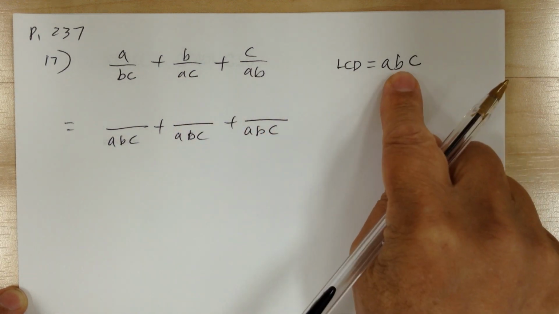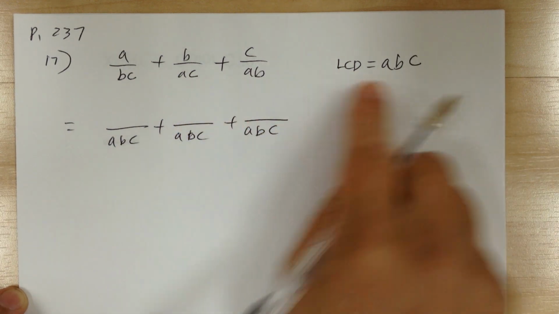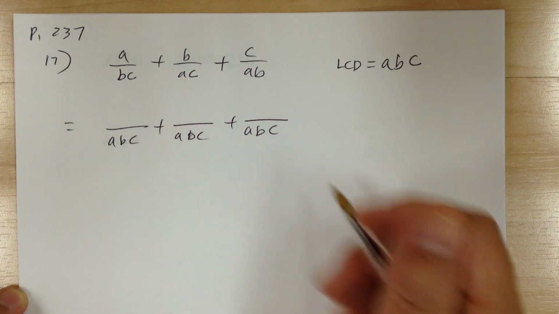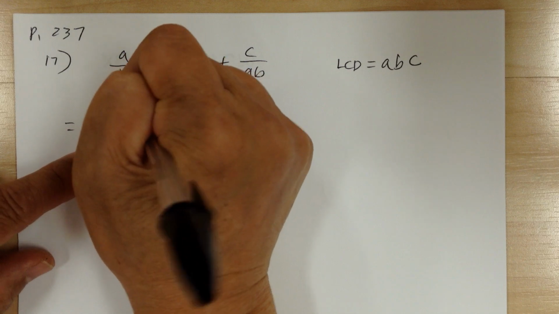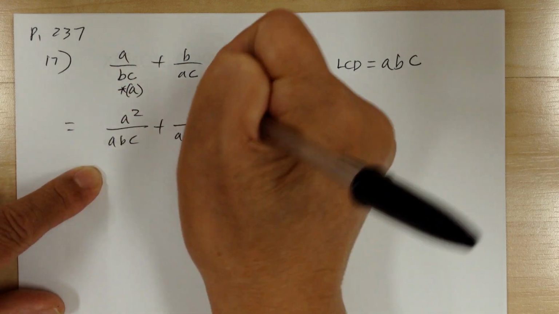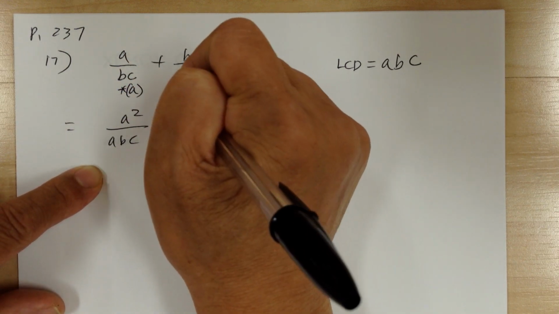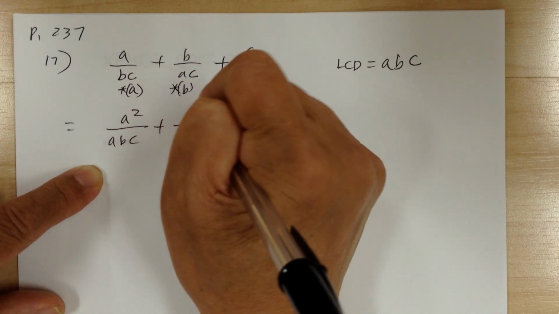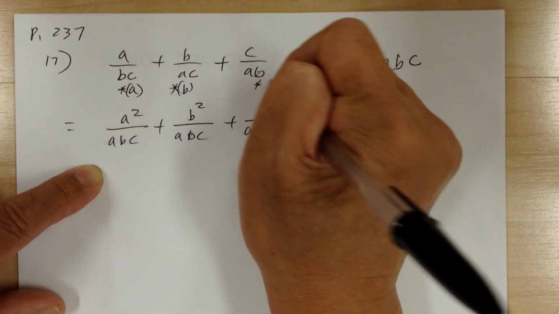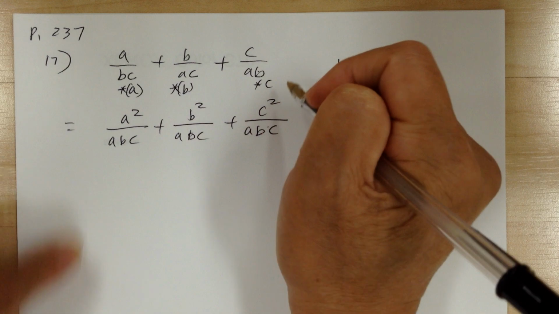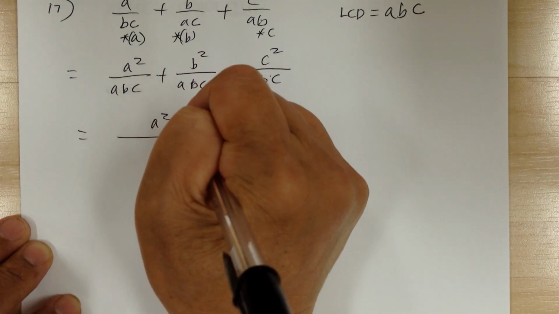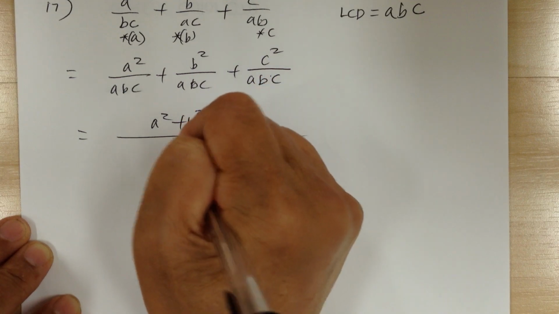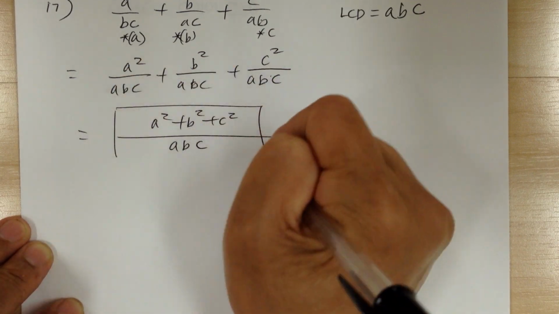Okay, so step 1, get your LCD. Step 2, put your LCD on the bottom. Step 3, you have to figure out how you're going to get from here to here. So you're missing the A, so you get A squared. From here to here, you're missing the B, so you're going to get B squared. From here to here, you're missing the C, so you're going to get C squared. So now you can add all this together. You've got A squared plus B squared plus C squared over ABC. And that's it.